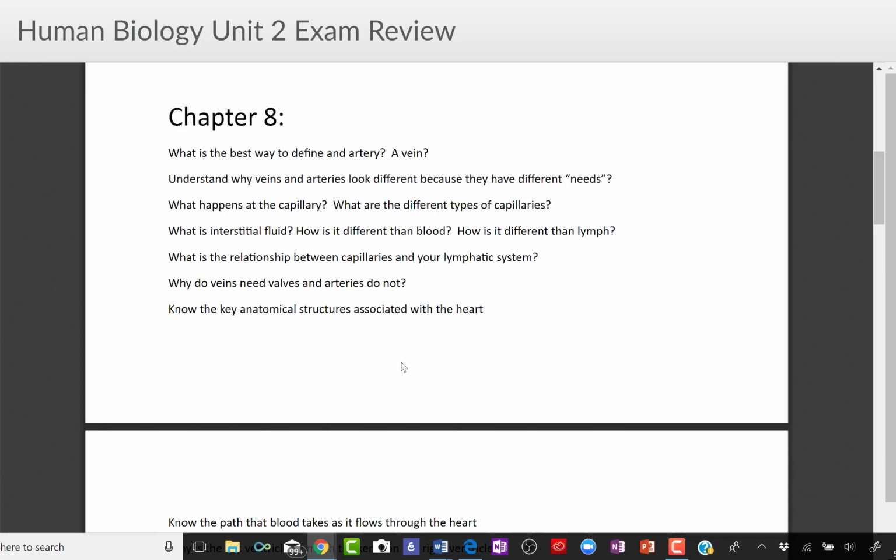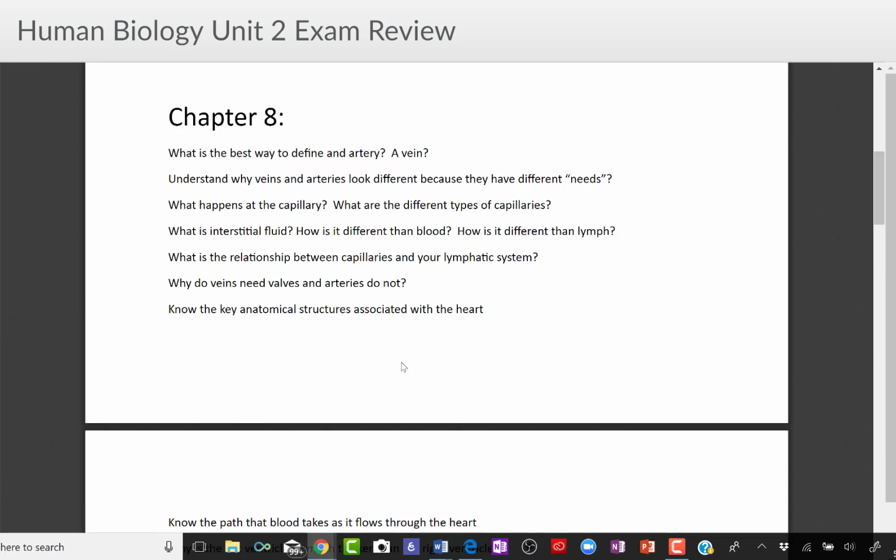Okay. Understand why veins and arteries look different, because they have different needs. So it's a design thing. That's what it's called, anatomy and physiology, because you learn the structure of something, which determines its function. So think about their needs. Arteries are going to have blood running through them at a very high pressure. That's why you're at much higher risk for aneurysms in arteries, because there's a lot of pressure in your arteries. That's because the heart is pumping blood through them.